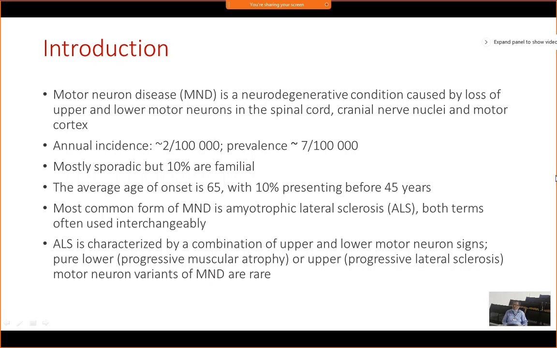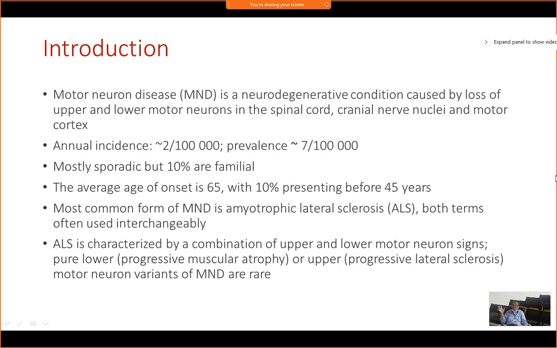Anyway, the most common form of motor neuron disease is amyotrophic lateral sclerosis, or ALS, and these terms can sometimes be used interchangeably. So if you say amyotrophic lateral sclerosis, it means motor neuron disease, and vice versa. Why do we say amyotrophic lateral sclerosis? Amyotrophy means atrophy, or reduction in the mass of the somatic part of the central nervous system, and lateral because the corticospinal tract traverses down in the lateral parts of the spinal column.